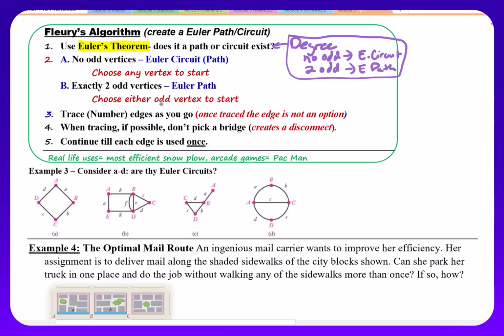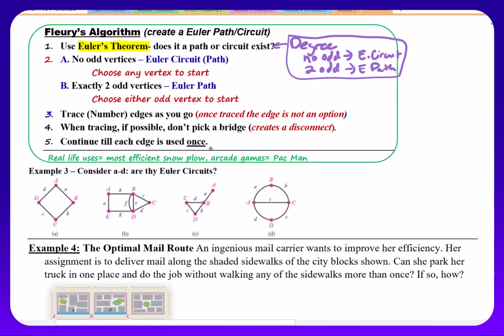So that's not new. We are then going to trace or number or cross out the edge because once we've used it, we can't use it again. When we are going from step to step, we do not want to pick a bridge because this would create a piece where we cannot go back and finish the rest of the edges without covering an edge more than once. Real life scenarios here would be snowplows.